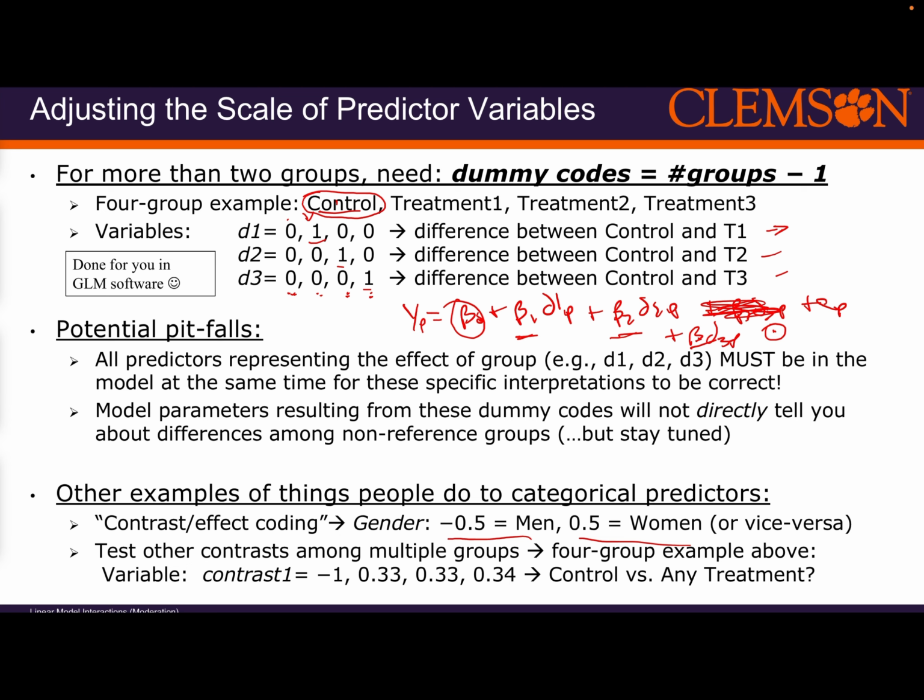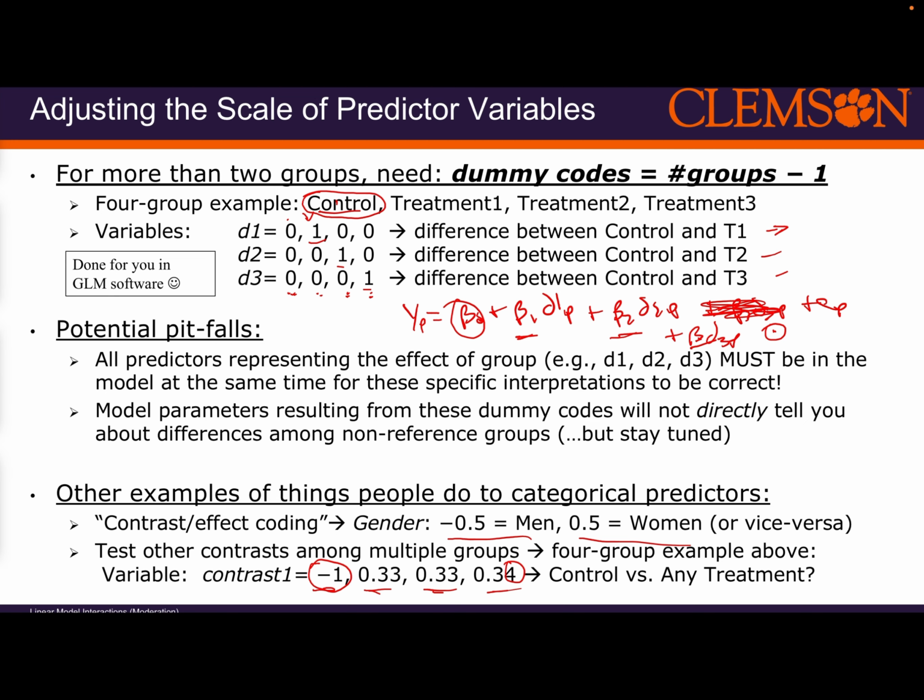We could also test other contrasts among multiple groups, right? So, for instance, in our four-group example, let's imagine we wanted to compare our control group against the average treatment effect. Well, in that case, we might code a contrast where we would take the mean of the control group, multiply it by -1, and place a weight of roughly 1/3 on each treatment. This 0.34 is just a rounding to make these numbers sum to 1.